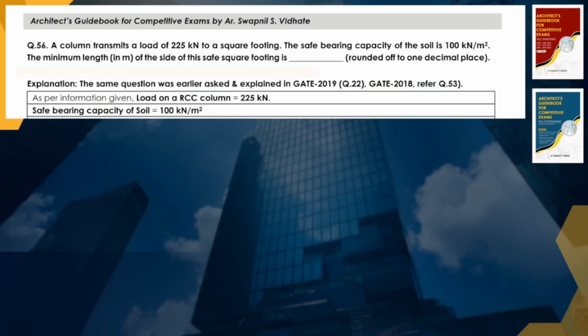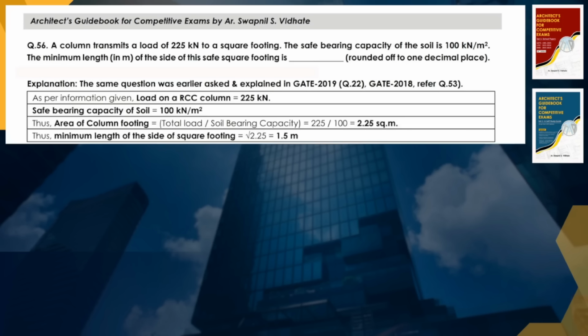So as per the information given, the load on the RCC column is 225 kilonewton. Then they have provided the safe bearing capacity of soil, which is 100 kilonewton per meter square. So the area of the column footing will be the total load divided by the soil bearing capacity, which is equal to 225 by 100.